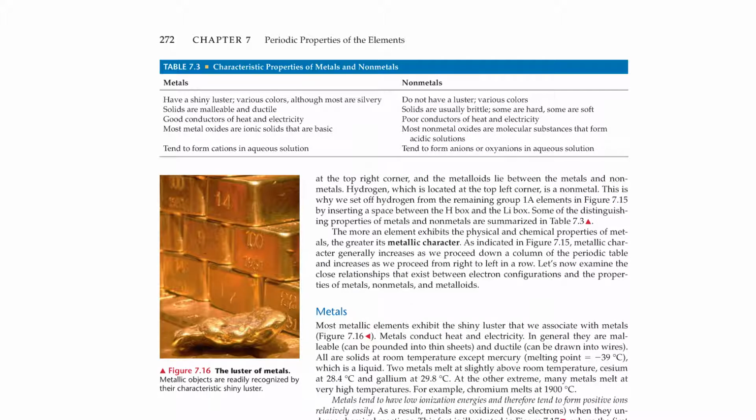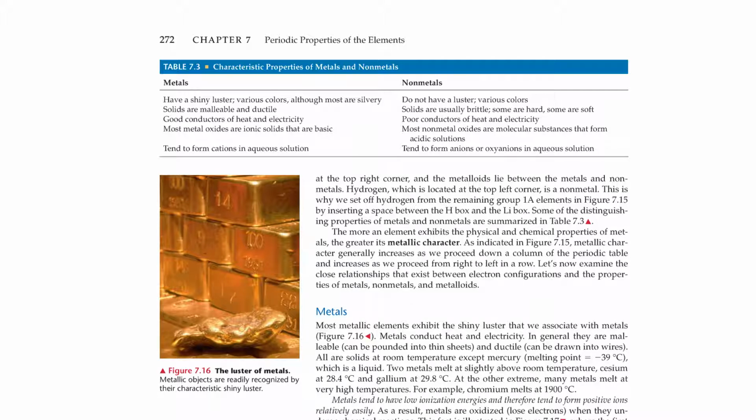Some of the distinguishing properties of metals and nonmetals are summarized in Table 7.3. Metals have a shiny luster, various colors, although most are silvery. Solids are malleable and ductile, good conductors of heat and electricity, and most metal oxides are ionic solids that are basic. Nonmetals don't have a luster, various colors. Solids are usually brittle, some are hard, some are soft, poor conductors of heat and electricity. Most nonmetal oxides are molecular substances that form acidic solutions, tend to form anions or oxyanions in aqueous solution.